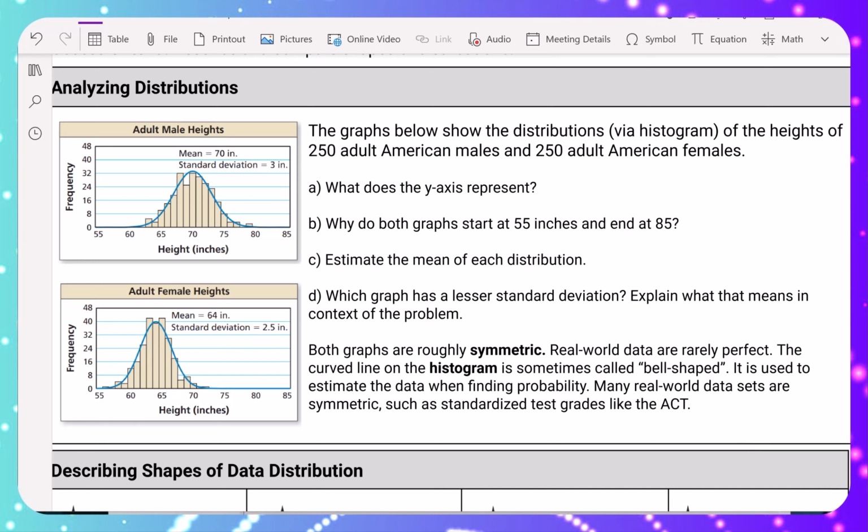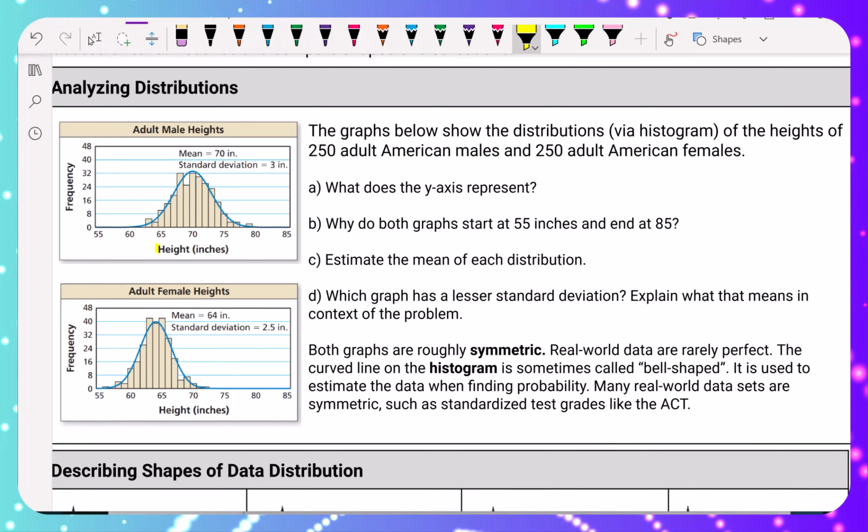Okay, so the graphs show the distributions via histogram of the heights of 250 adult American males and 250 adult American females. So what does the y-axis represent? Well, if you look at it, you've got height in inches on the x-axis, but then you have the frequency on the y-axis. So it does represent the frequency, but what is frequency? It's basically how often something occurs. So it's going to be how many in each category.